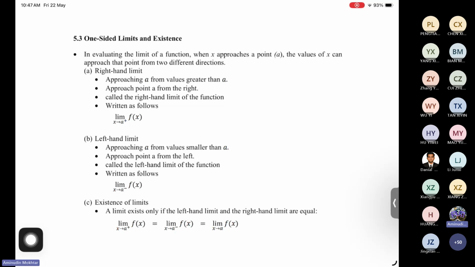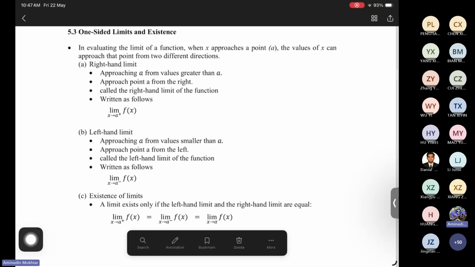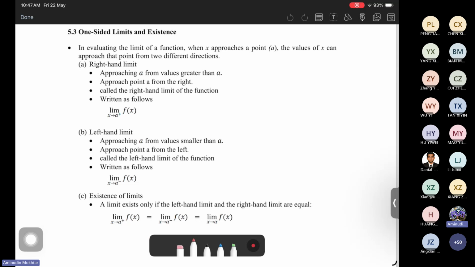Basically, in evaluating the limit of a function when x approaches a point, for example the point a, the value of y can be approached from two different directions. From the right, we call it the right hand limit, and from the left, we call it the left hand limit. There are two limits before we can conclude whether the function has a limit or not. We need to identify the right hand limit and the left hand limit.